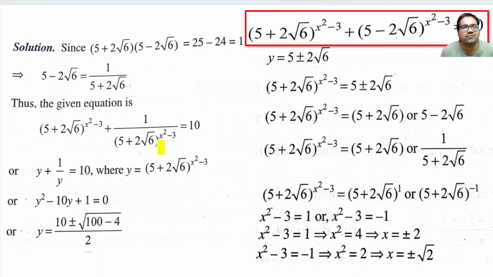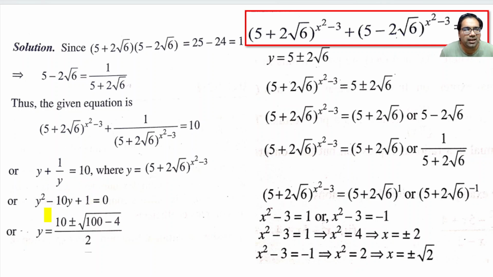What is y? y is (5 plus 2 root 6) whole power x square minus 3. Because this is easier to solve, y plus 1 by y equals 10 becomes a simple quadratic equation. Let us do that. y plus 1 by y equals 10. This becomes y square plus 1 equals 10y. That is y square minus 10y plus 1 equals 0.